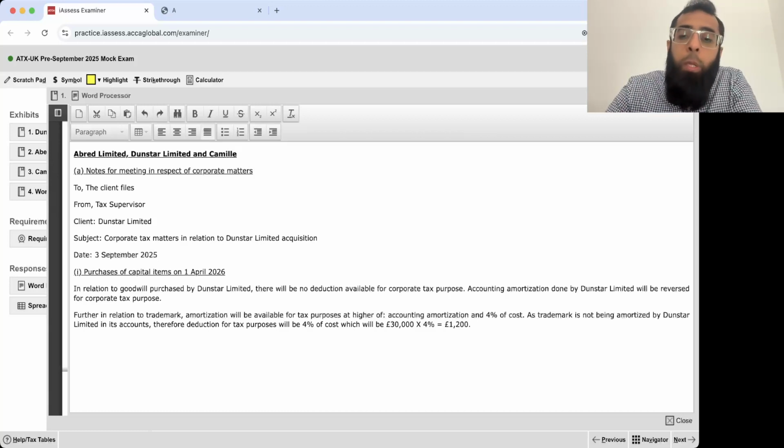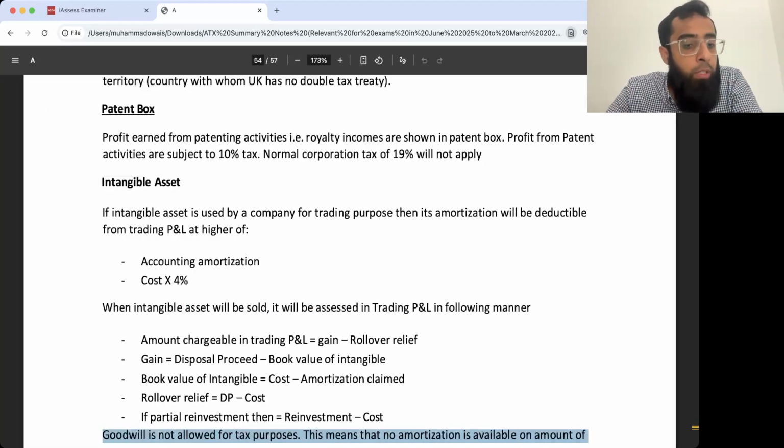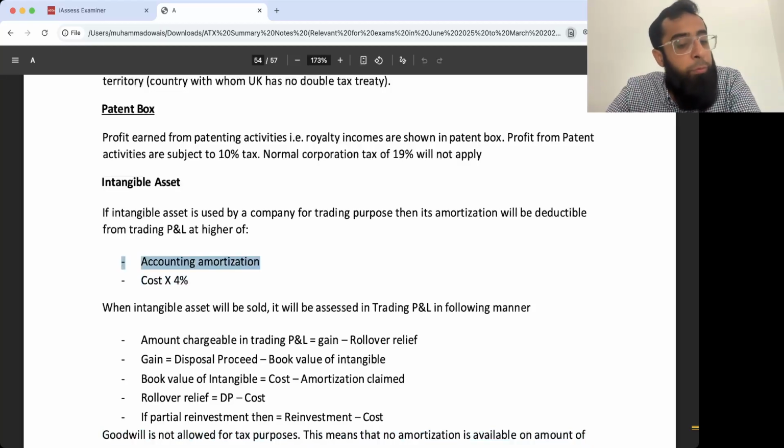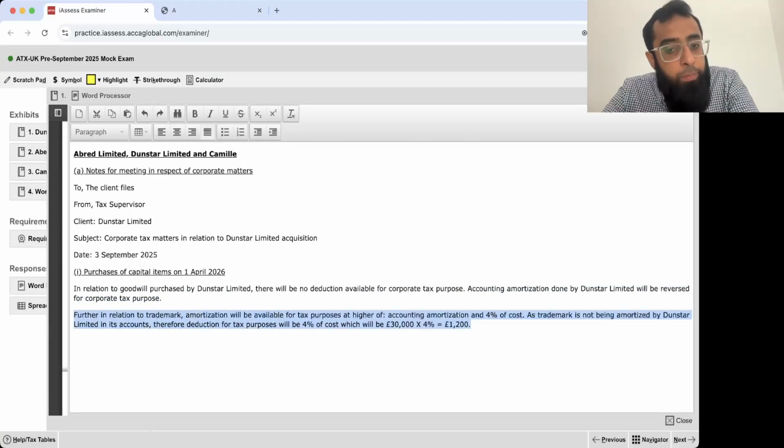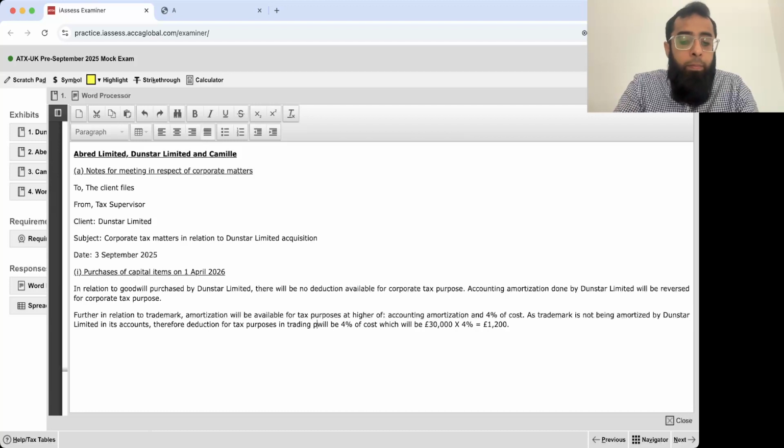In relation to goodwill, there is no deduction. You can go and refer to it. Goodwill is not allowed. For the rest of the intangible assets, it's accounting amortization and 4% of cost. For trademark, you will get amortization at the higher of accounting amortization and 4% of cost. As trademark is not being amortized in its accounts, therefore the deduction for tax purpose in trading P&L will be 4% of cost.